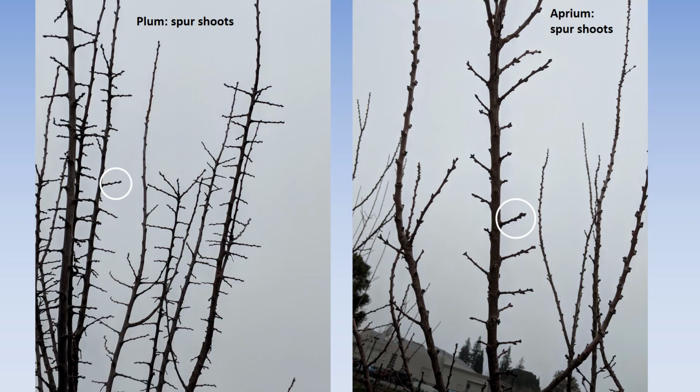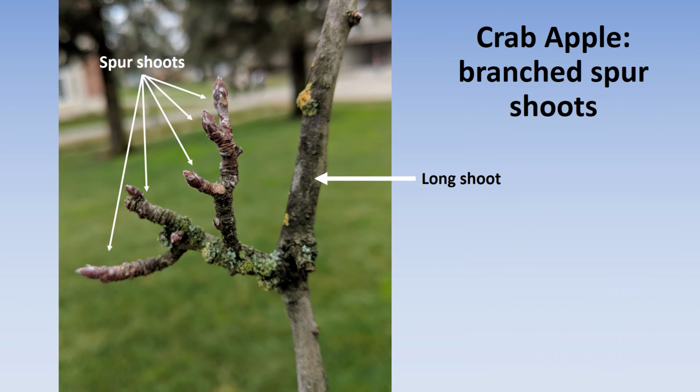Here is a wider view of long shoots bearing many spur shoots. Plum is on the left and apium is on the right. Here and here you can see the stubby spur shoots attached to the tall ascending long shoots. Pome fruit trees, like apples and pears, have long-lived branched spur shoots. Here a crabapple spur system is shown.